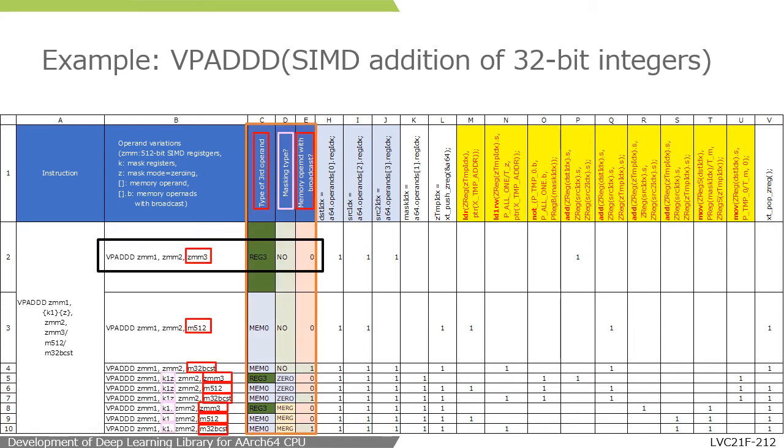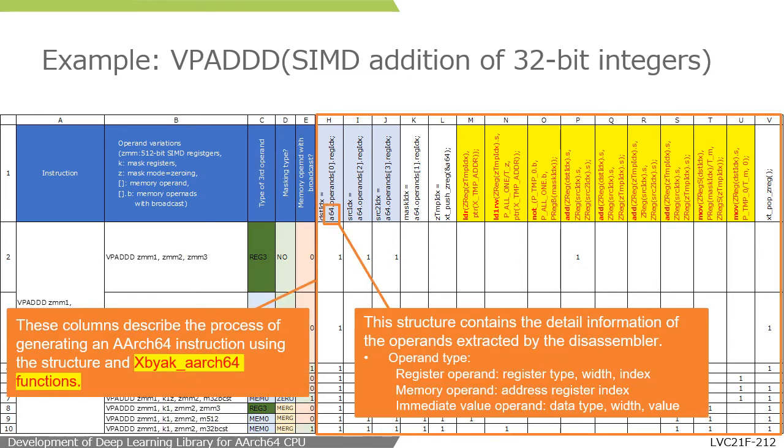Columns C, D, and E contain the information necessary to distinguish between the 9 variations. For example, if the third operand is a register, and no mask and no memory operand are specified, we can say the combination is Z register and Z register. The columns H through V describe the specific ARM instruction sequence to be output for each variation of the Intel instruction.